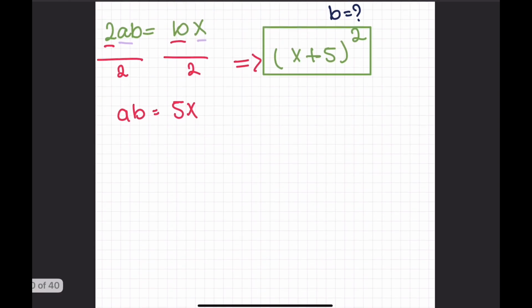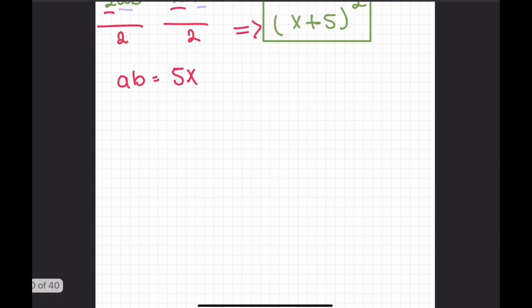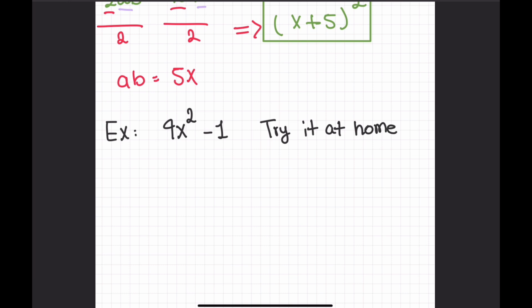I'm going to give you one example that you can choose and use as practice. This is going to be 9x squared minus 1. Try it at home, and let me know if you have any questions regarding this practice.